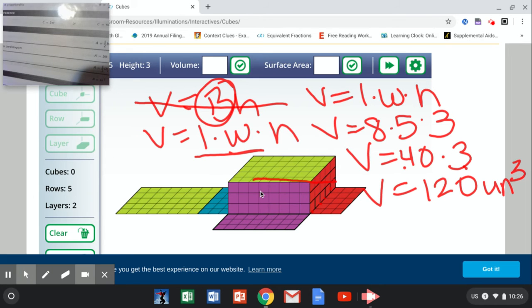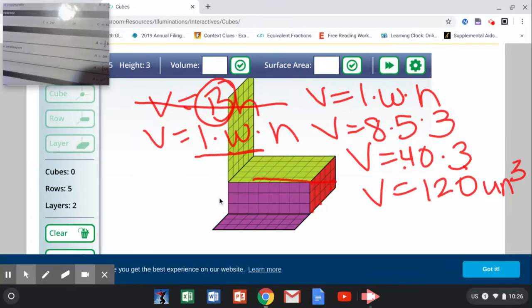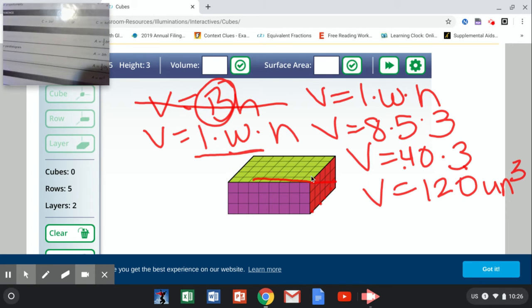So if I stacked those up and did each layer, or continued to go by rows, and I closed that box all up, just like that, I would have 120 squares on the inside of that.